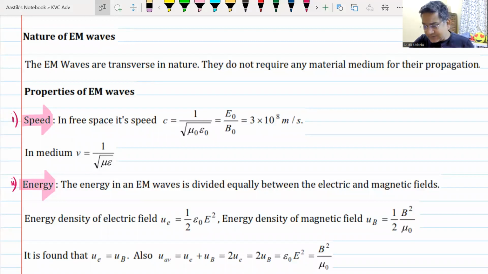Then we can understand the nature of EM waves. Light waves and any radiations are EM waves. They are transverse in nature. The electric and magnetic fields are perpendicular to each other, and perpendicular to the direction of propagation of the wave. We call them transverse in nature. They do not require any medium. Light or EM waves can travel in vacuum. Do we understand this? Yes, sir.